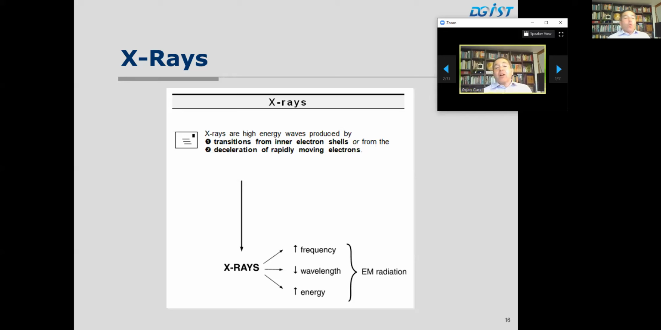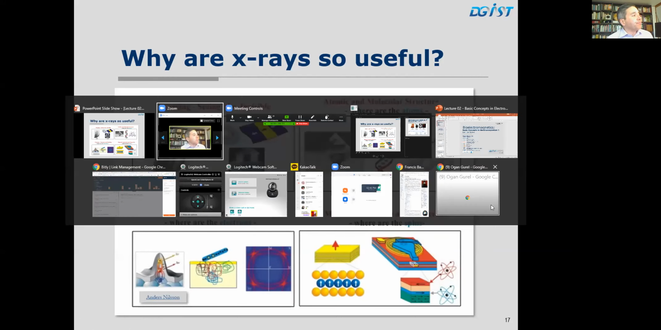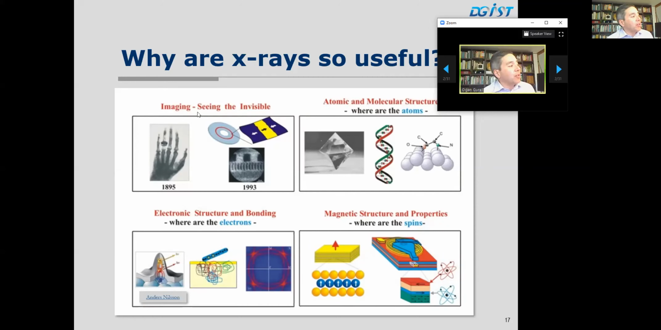Now, why are X-rays so useful? X-rays are used for imaging. This is Röntgen's original X-ray in 1895. This is his hand. This is the ring. We can use X-rays for imaging in industry as well. As I mentioned, the wavelengths are very short, so we can use it for atomic and molecular structure, determining where are atoms. We can also use it for electronic structure and bonding, so where are the electrons? And we can even use it for determining magnetic structure and properties. But this first one is most critical for bioelectromagnetics, using for imaging.